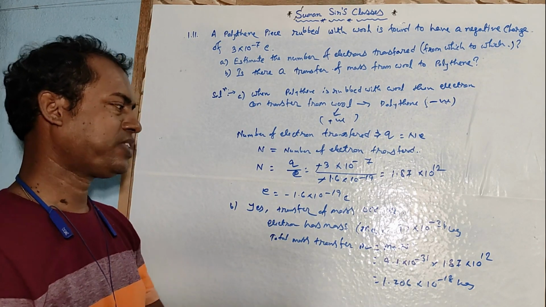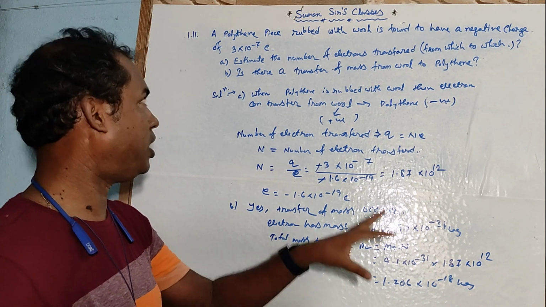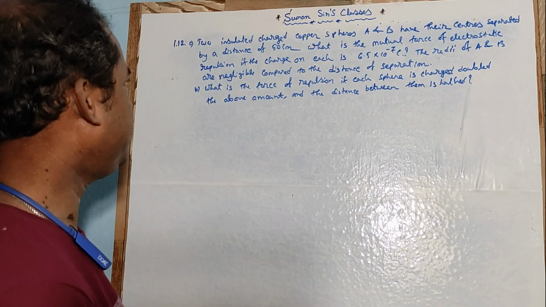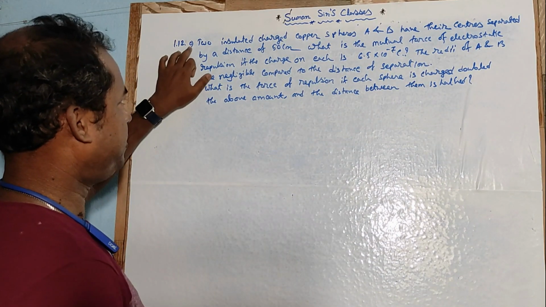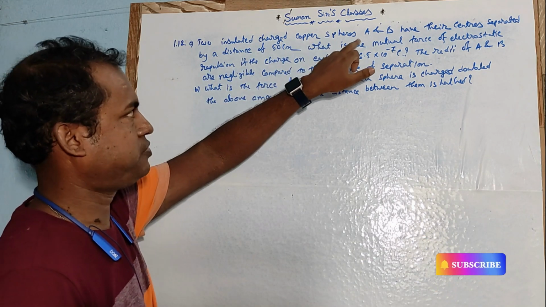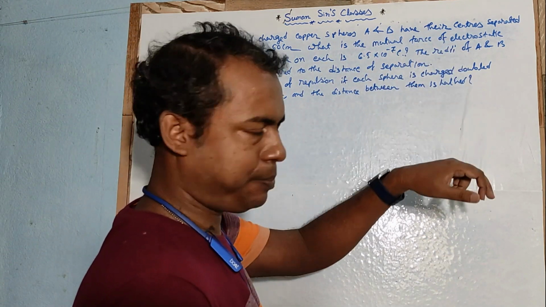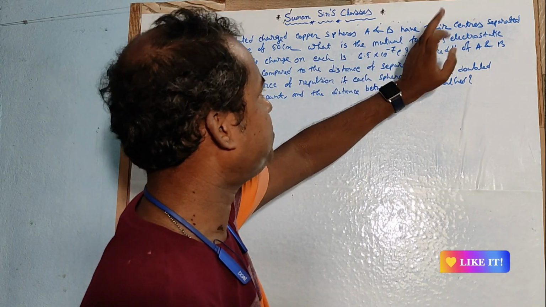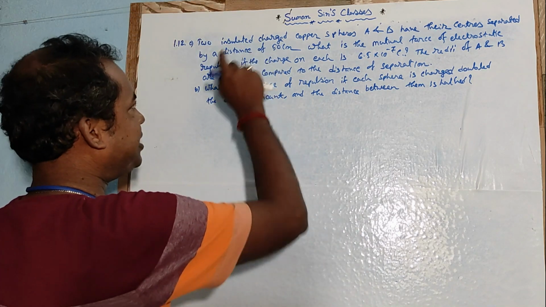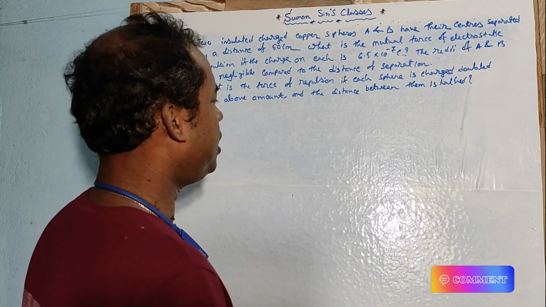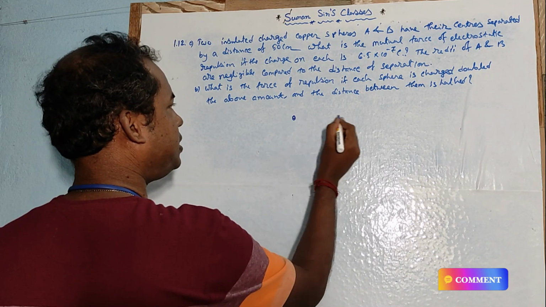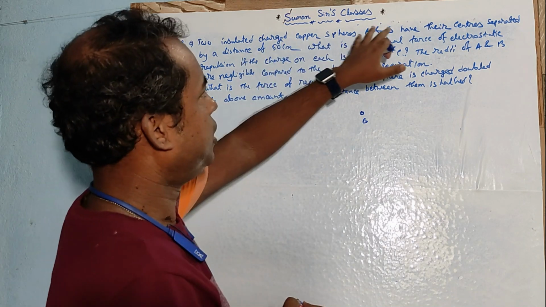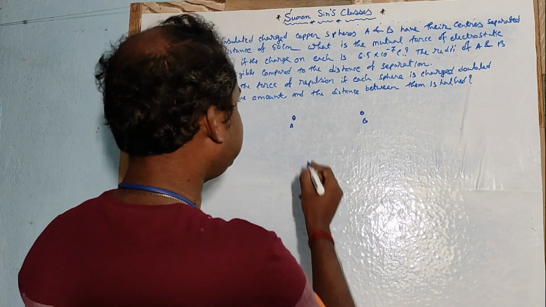Okay, so we move to the next question, question 1.12, part A. Two insulated charged copper spheres A and B have their centers separated by a distance of 50 centimeters. What is the mutual force between them? So consider the first copper sphere A and the second copper sphere B, with their centers separated by some distance, 50 centimeters.